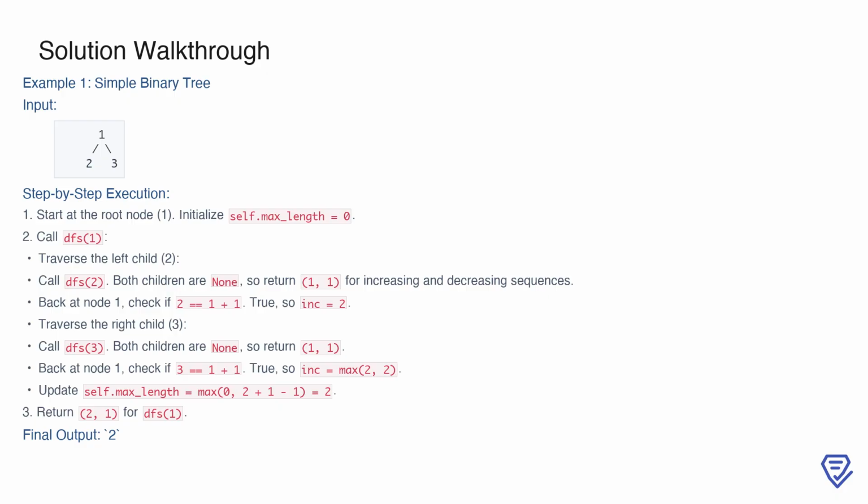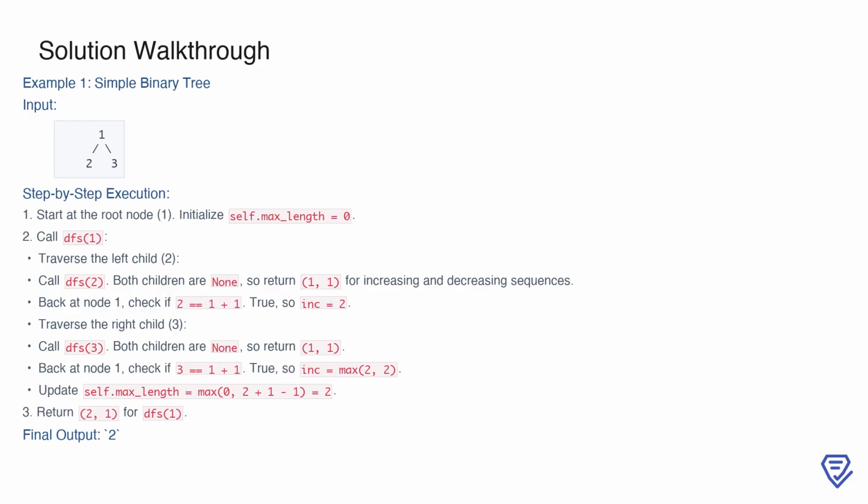Similarly, we traverse the right child, node 3, and call DFS(3). Like node 2, it also has no children and returns [1, 1]. Again, we find that 3 = 1 + 1, so inc remains 2. Finally, we calculate self.max_length as the maximum of its current value and the sum of inc and dec minus 1, resulting in a value of 2. The function returns [2, 1] for the root, and the final output is 2, representing the longest consecutive sequence in this tree.